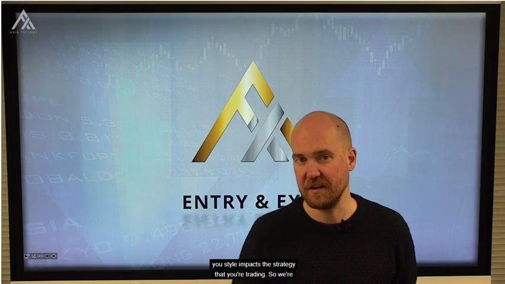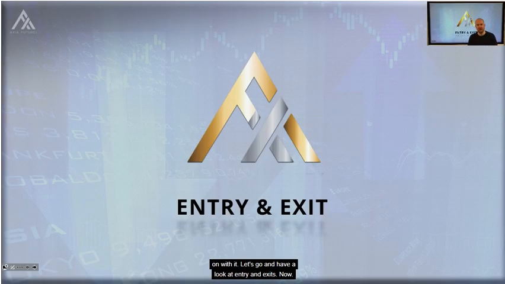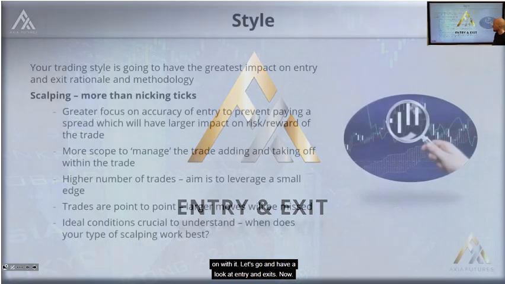We're going to look at various different strategies, but also looking at how your style affects what you're doing, how your style impacts the strategy that you're trading. So we're going to cover all of that. So without further ado, let's get on with it. Let's go and have a look at entry and exits.